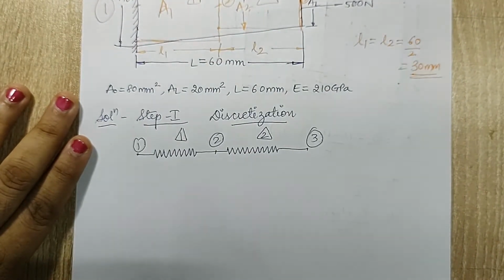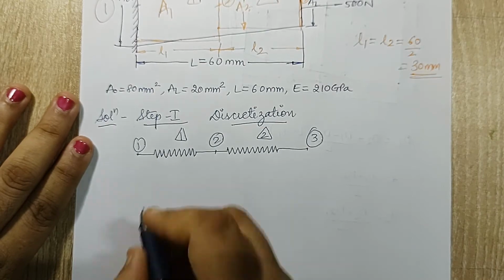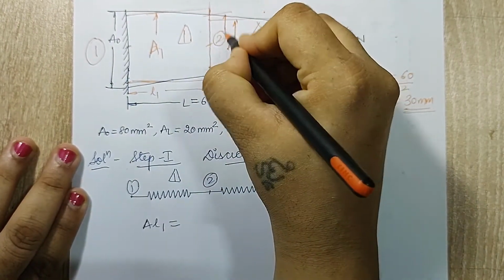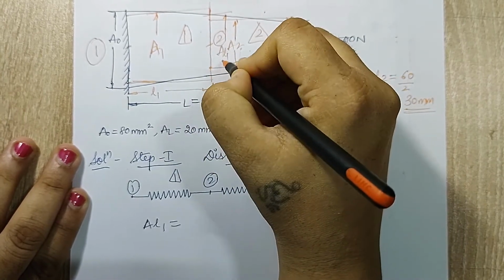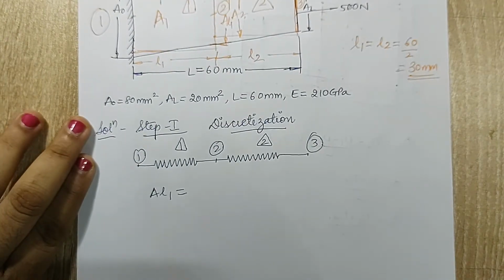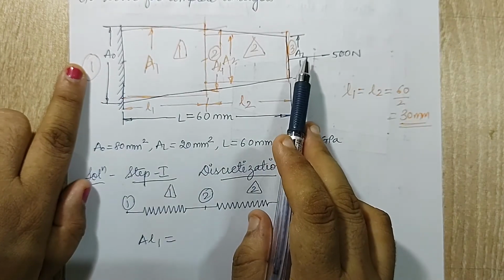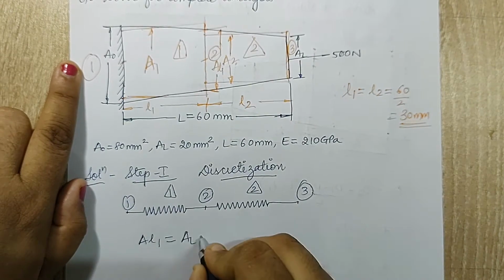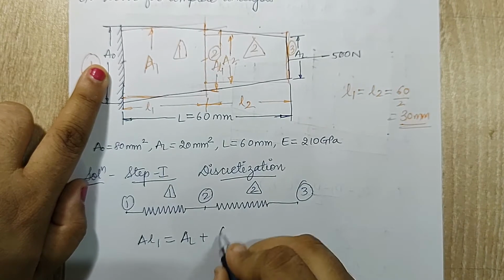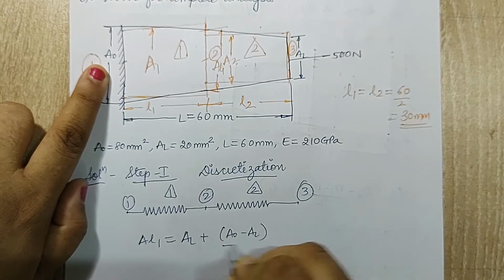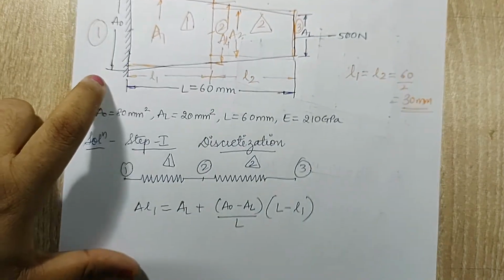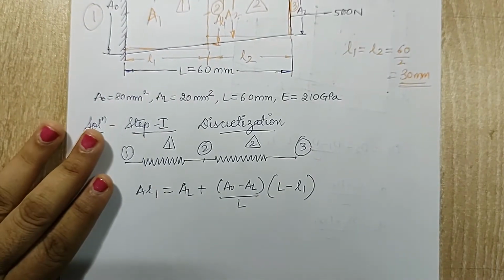Now in this question I am also going to calculate something which is called AL1. I mark AL1 over here. This is AL1, from this blue line to this blue line. So AL1 can be calculated as, first it was written as D2, so I'll take AL plus D1 minus D2 was the formula. So higher minus lower value, which is A0 minus AL, upon the entire length, into length minus L1. So it is the same formula. Instead of diameter, I am just writing area.